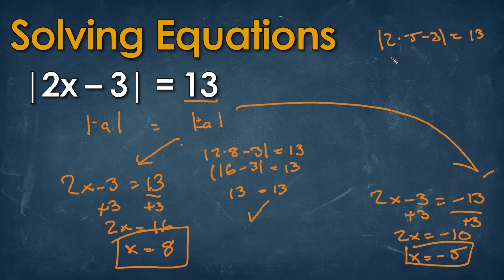That will simplify to negative 10 minus 3, which simplifies to negative 13. In absolute value, that is equal to 13. So therefore 13 is equal to 13, and that checks out as well. So we have two answers for this question.